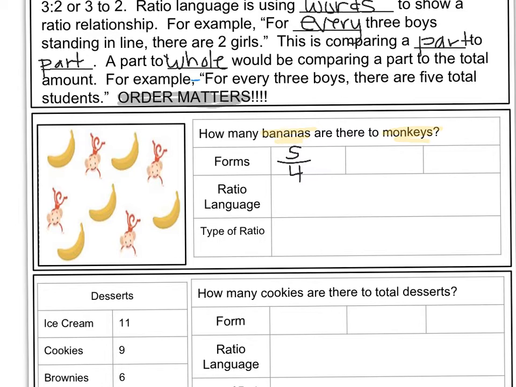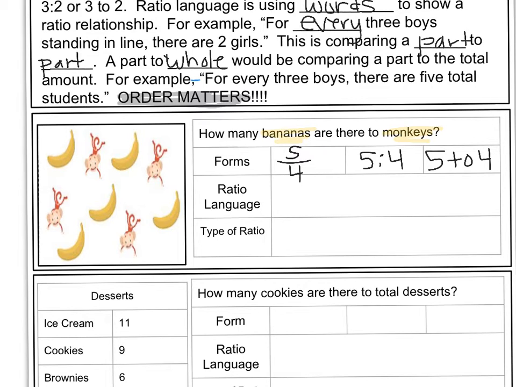Now let's write it using a colon. Keeping it in that same order, it's 5:4, but we still read that as 5 to 4. We don't say 5 colon 4. I only said colon to stress that we're using that symbol. So 5 to 4. And then we can use the word to, T-O. We're going to keep it in the same order. Remember, order matters. So we're going to write it as 5 to 4. Those are our 3 forms.